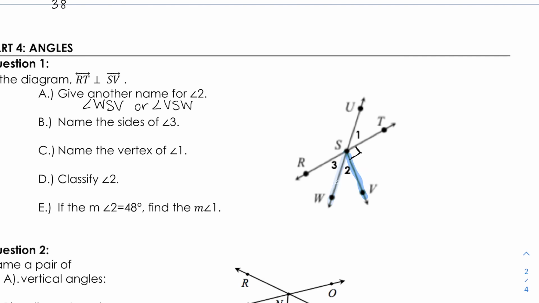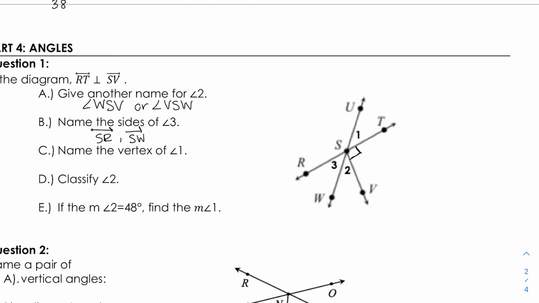Okay, name the sides of angle 3. Well, one of the sides is ray SR. Make sure your endpoint is first. And our other side is from S to W. So always have your vertex come first when you name the sides of an angle.